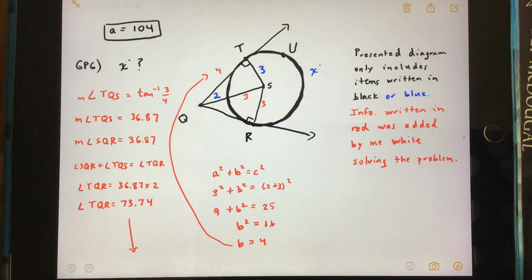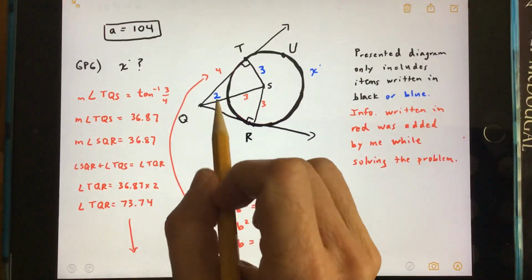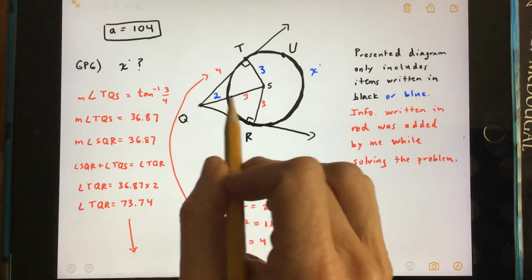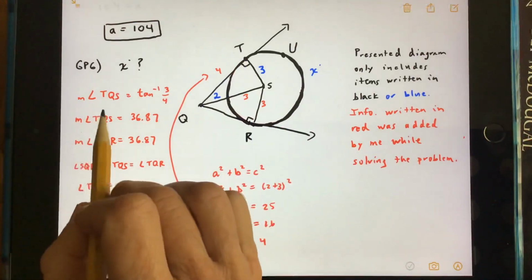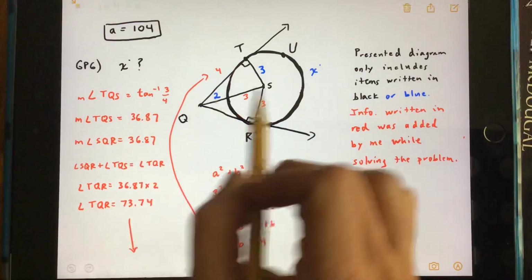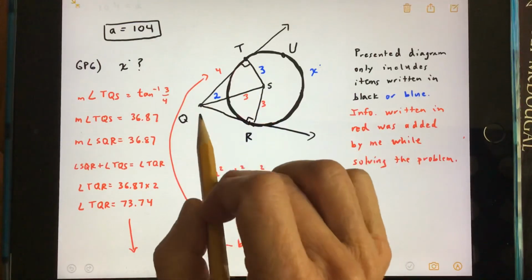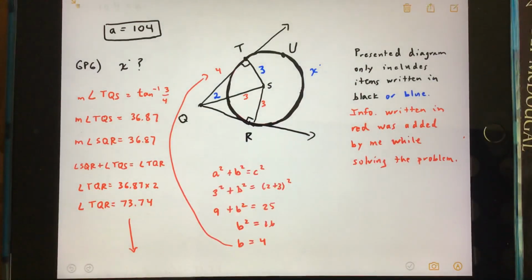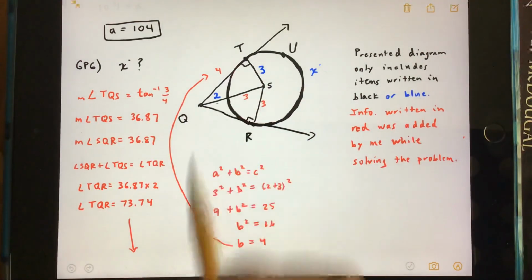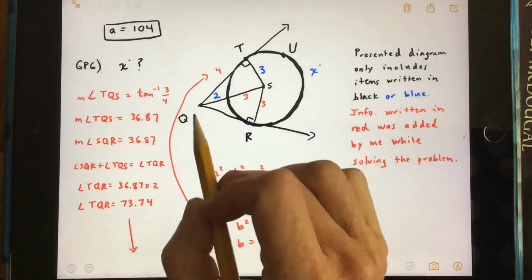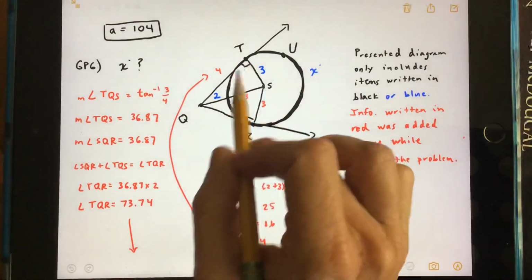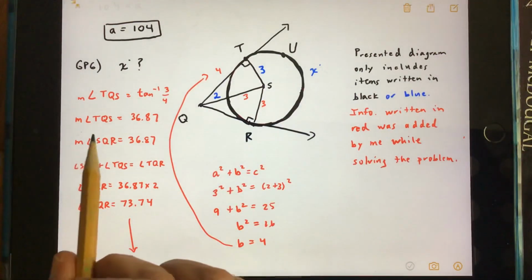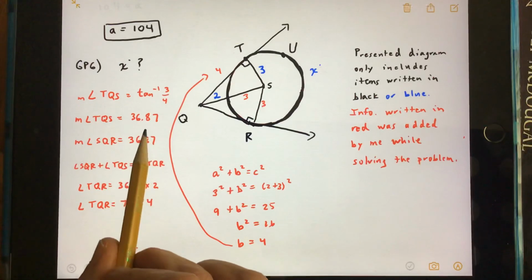All right, how does that help us? Well, we now can figure out the measurement of this angle here, this angle that is TQS. We can say the measurement of angle TQS is the angle whose tangent is 3 over 4. Remember, tangent is the opposite over the adjacent leg of the triangle. If I'm choosing to use tangent, I'm going to ignore the hypotenuse and just pick up the opposite over the adjacent, and that's this angle here, TQS. Using my calculator, I'll find out the measurement of angle TQS is 36.87 degrees.